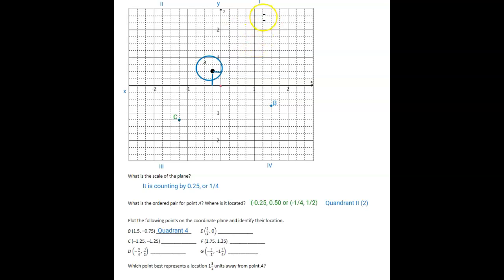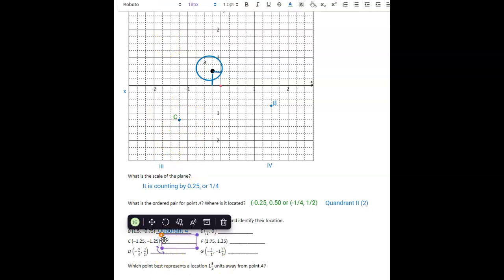Now, what quadrant is point C located in? So just to review our quadrant numbers, the top right is 1, top left is 2, bottom left is 3. So it is located in quadrant 3. So we're going to put the numbers. Don't worry about putting the Roman numerals.